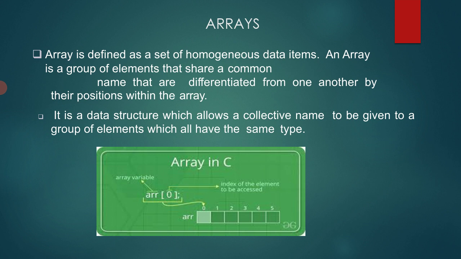So it is a data structure which allows a collective name given to a group of elements which all have the same type. So array provides us facility that, see students, as we have studied functions. In the functions we have studied that whenever we have to use a function, we have to declare a function, we have to define a function, and then we can reuse it again and again. Similarly, array provides us facility. We have to declare an array only once, then we can refer all the elements of the array by using a single name. So that is array.